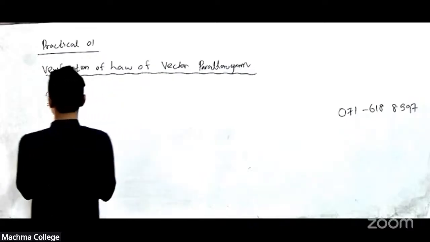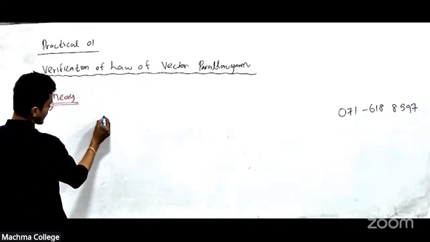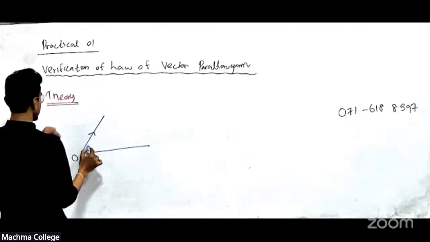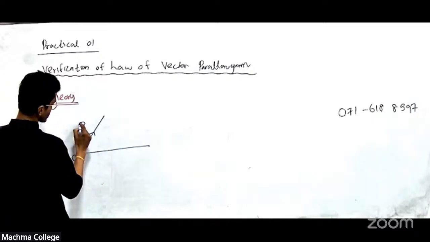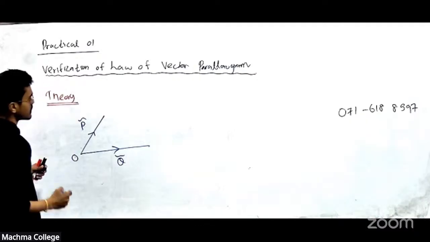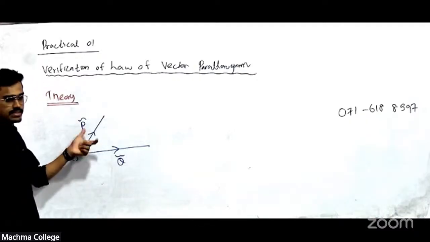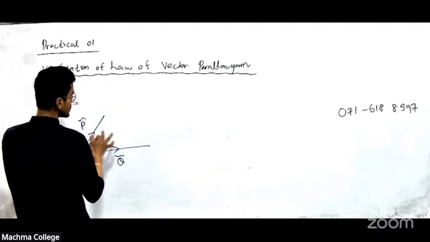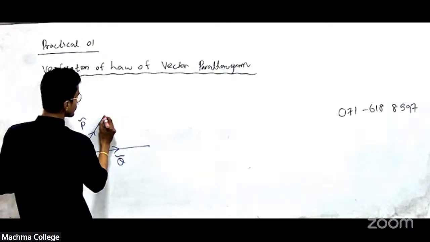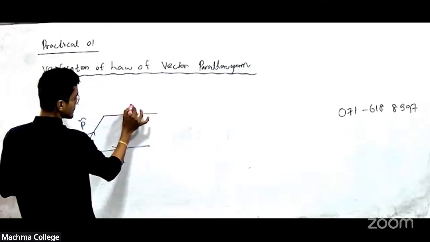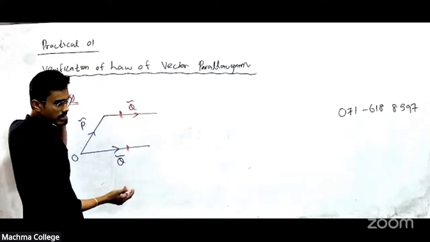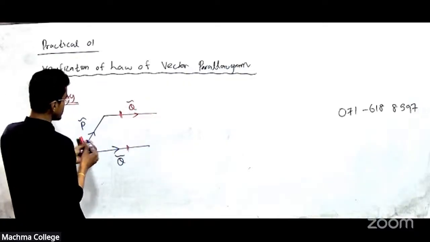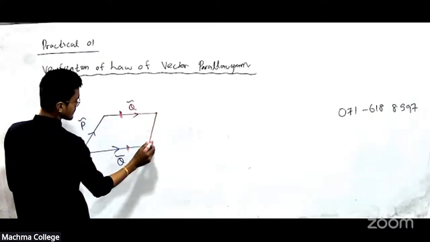The theory is this. Look at the board. If we can represent any two vectors, let's say P and Q, using two adjacent sides of a parallelogram, then to complete this parallelogram, we can draw another vector equal to this length here. That's a parallelogram. We know a parallelogram has equal and parallel sides. See, and here, say this is P.